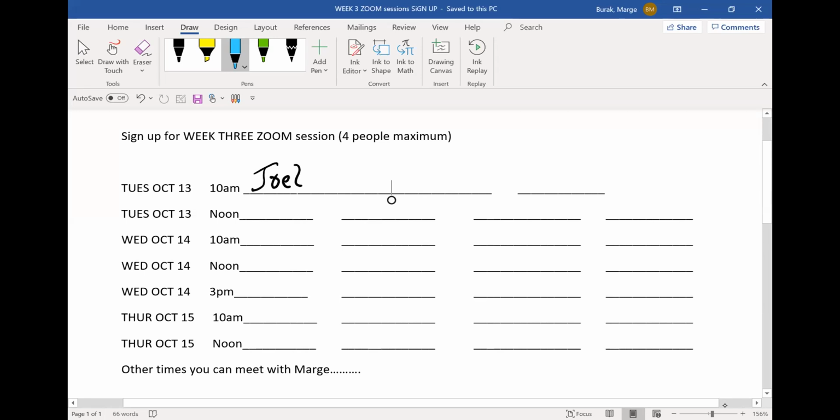This is next week Zoom. Everybody clear on that? Marge, you're cutting out super badly. All right.